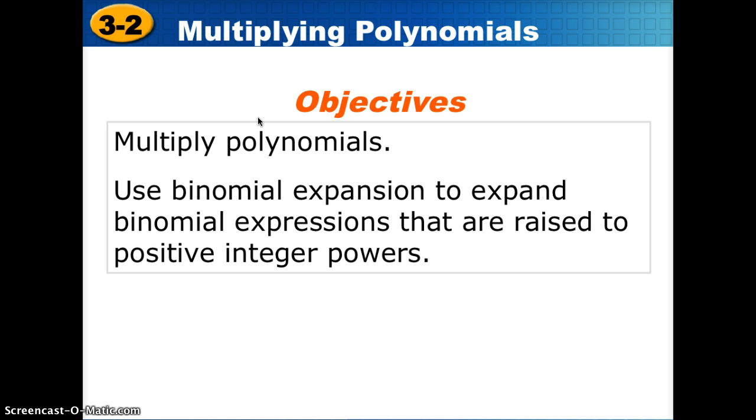Okay, so here we've got our objectives: multiply polynomials and use the binomial expansion to expand binomial expressions that are raised to positive integer powers. So we will be doing both of those things in this section. You will find that there's another way to do the binomial expansion. We'll take a look at that later this year, but for right now we're going to be using Pascal's triangle, which you saw at the end of our section 3.1 notes.